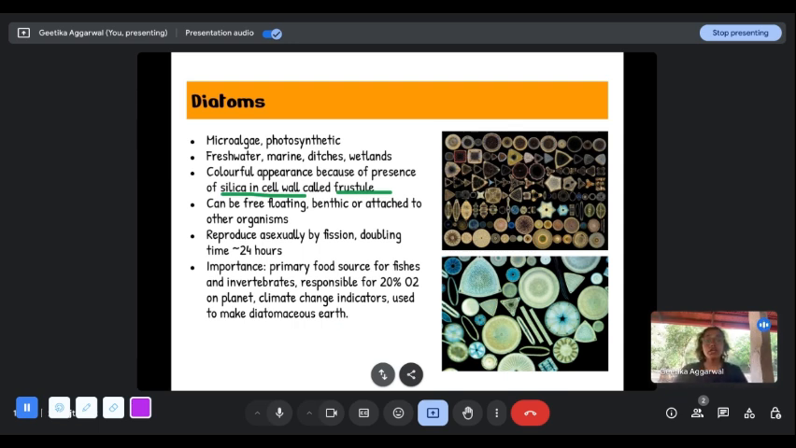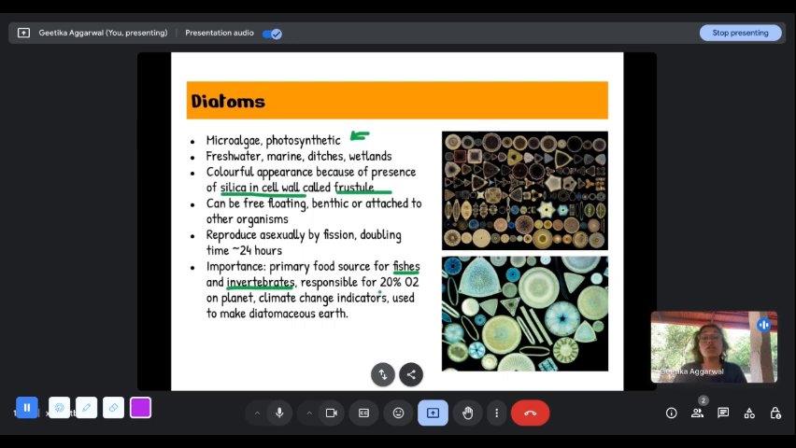Why they are important is that they're the primary food source for a lot of fishes and invertebrates. Because as you can see, they're photosynthetic, they produce their own food. So they serve as food for a lot of these fishes and invertebrates. Since they are autotrophs, they are photosynthetic, they provide food for these heterotrophs, which are fishes and invertebrates.